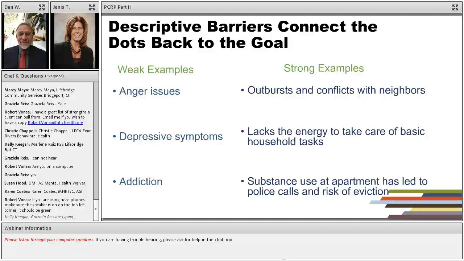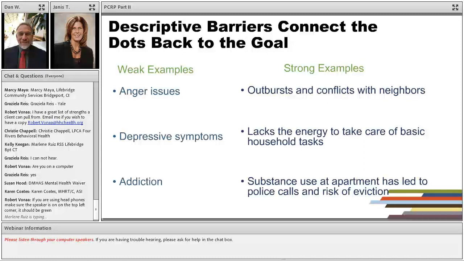But I also want to point out that the descriptive detail, when you write your barriers, has another function. In my mind, I think it's really important because it's an opportunity to connect back to that recovery goal that's the most important to the individual, and likely their motivation for staying engaged in care to move forward in their recovery. So if a person, for example, is really focused on wanting to get that apartment of their own, instead of just globally saying anger issues, really talking about the difficulty they've had with conflicts or maybe outbursts with neighbors, which have created problems in their own apartment.